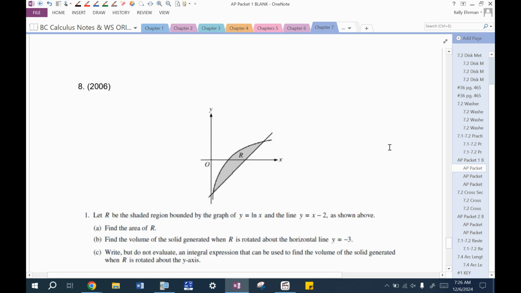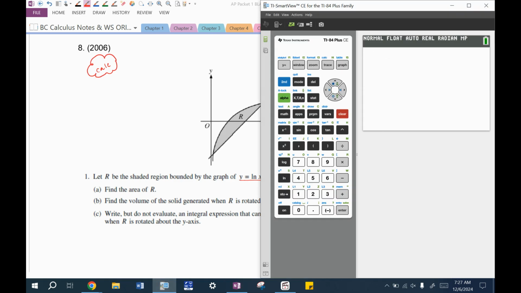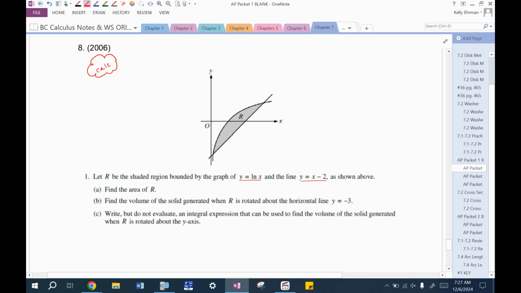All right, last problem. Let R be the shaded region bounded by the graph of natural log x and x minus 2 as shown above. Find the area of R. So this is another one where we're allowed to use a calculator. Remember our quiz, I've got 3 calculator allowed free response questions for you. All right, so natural log x and x minus 2.